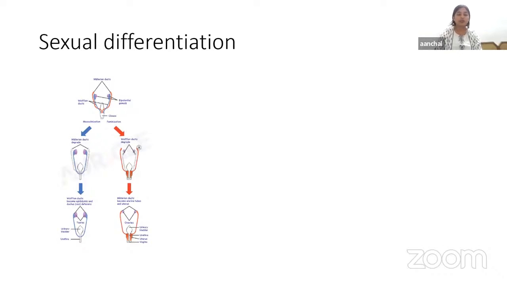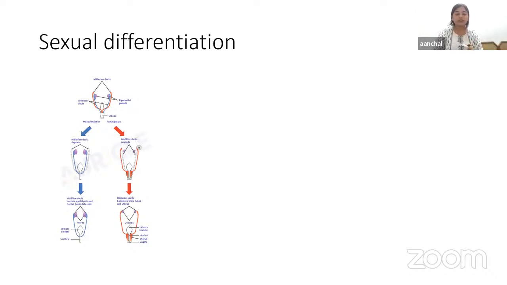So first we're going to discuss sex differentiation. Maybe you have heard about sex determination, in which we do the karyotyping, and we know about the different sex chromosomes, and depending upon the sex chromosome, we can easily determine the sex of the infant, right, or the sex of the baby.